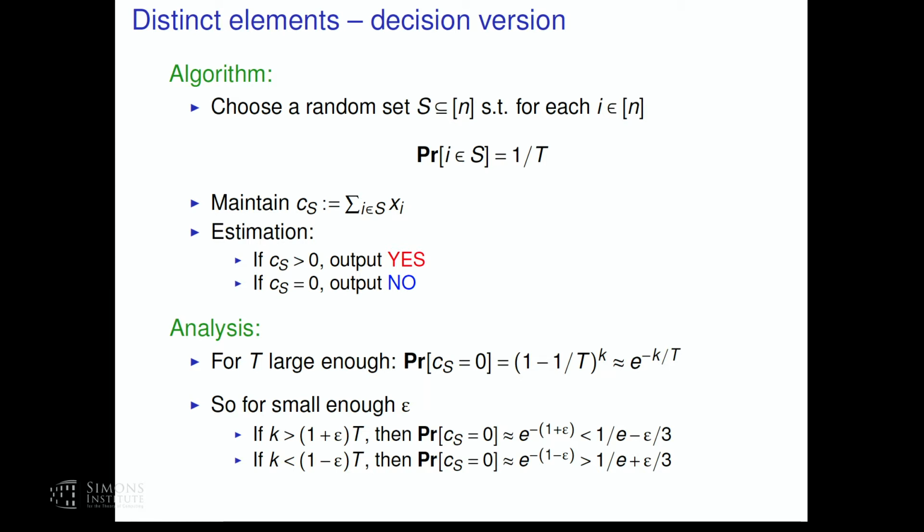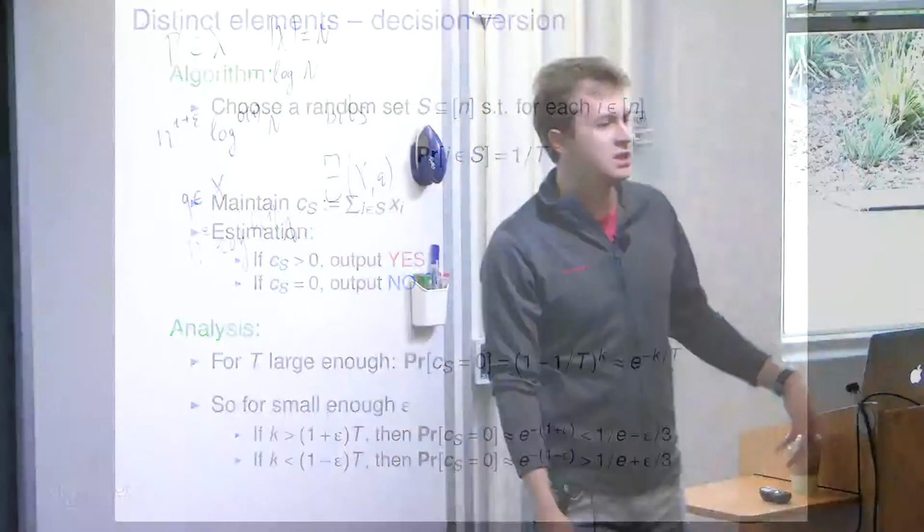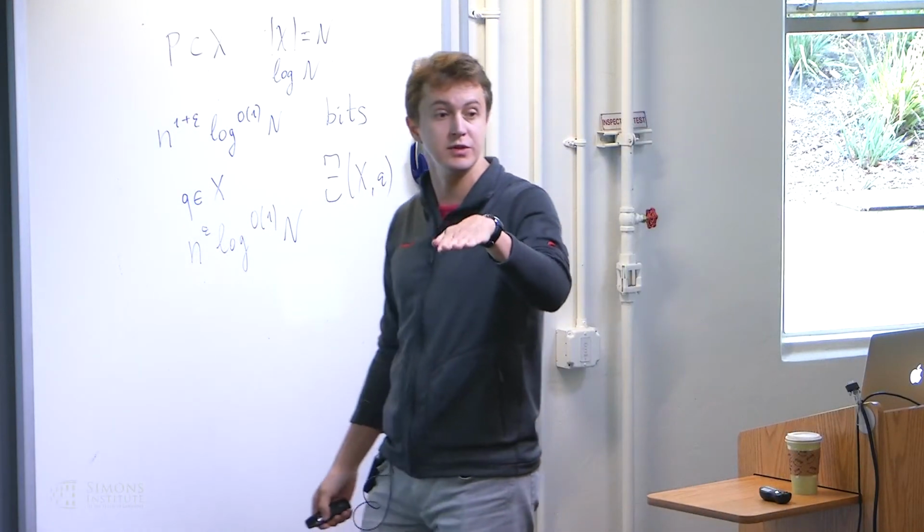It is not too hard to verify that if the number of distinct elements is substantially higher than t, let's say bigger than (1 + epsilon) times t, then the probability that the counter will be 0 at the end of the day is somewhat small. Indeed, what's the probability that the counter is 0? It's the probability that none of the distinct elements make it into our random set. It's (1 - 1/t)^k, so that's roughly e^(-k/t). And if k is bigger than (1 + epsilon) times t, then that's a little bit smaller than 1/e. If k is smaller than (1 - epsilon) times t, this is a little bit bigger than 1/e.